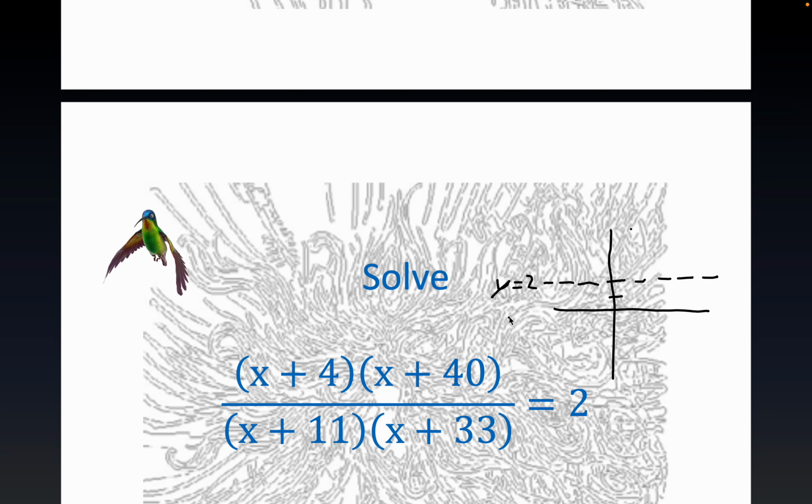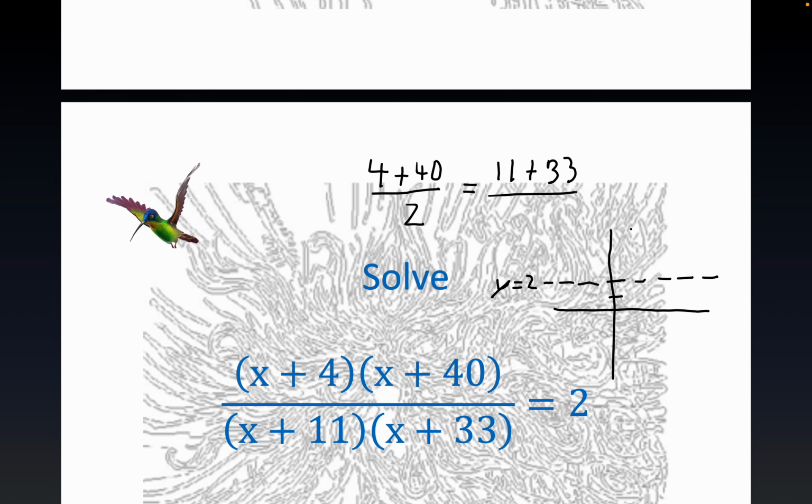Now, another thing that's very, very useful to note is that 4 plus 40 divided by 2 is equal to 11 plus 33 divided by 2. All right, folks, both of these numbers are equal to 22? 44 divided by 2 is 22, and 33 plus 11 is 44 divided by 2 is 22. So this gives us an opportunity to exploit symmetry.